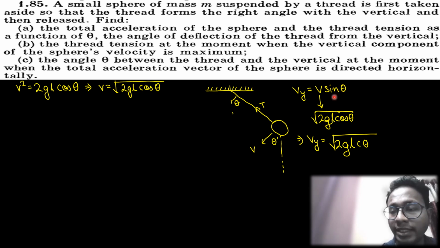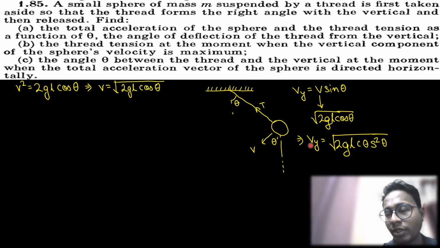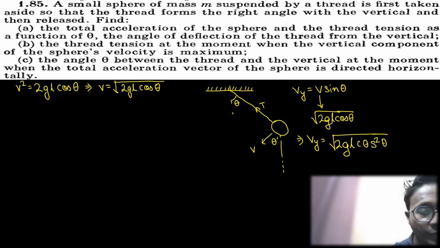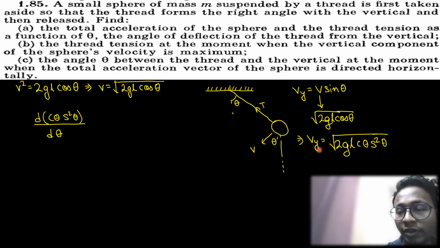If I bring this sin theta inside the square root, it becomes sin square theta, no? So sin square theta. Now the question is asking when the y component of this velocity is maximum. So whenever maximum or minimum is required, we differentiate and make it equal to 0. So can I say the y component of velocity will be maximum when the product of cos theta into sin square theta is maximum, then only this velocity in y component would be maximum.